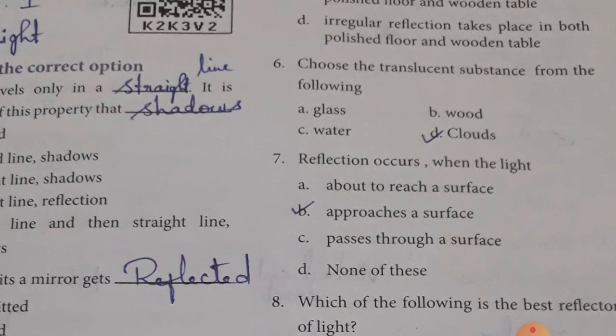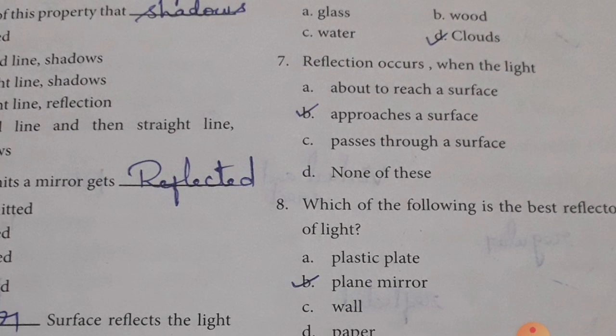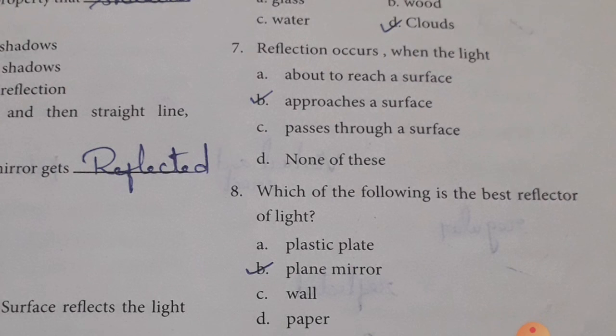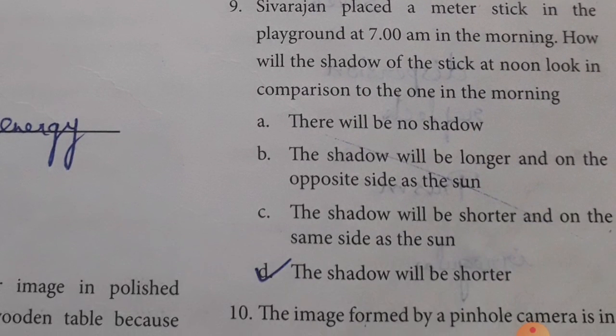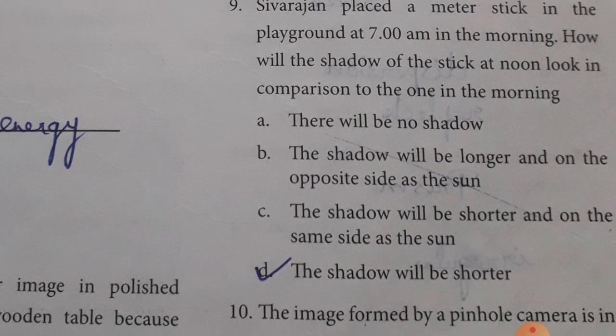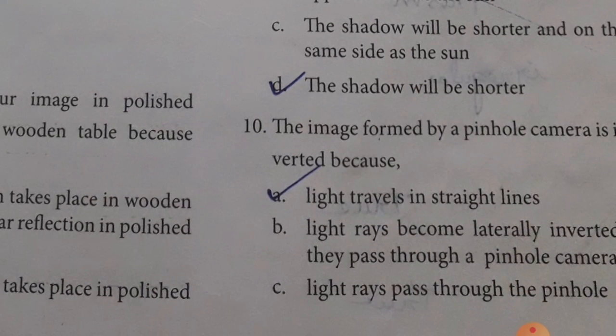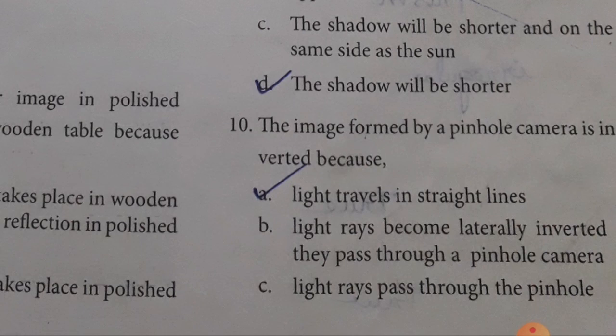See the sixth question. Choose the translucent substance from the following. Option D, clouds. Seventh one, reflection occurs when the light, option B, approaches a surface. Eighth one, which of the following is the best reflector of light? Option B, plane mirror. The ninth answer is option D, the shadow will be shorter. Tenth one, the image formed in the pinhole camera is inverted because light travels always in a straight line. Option A.